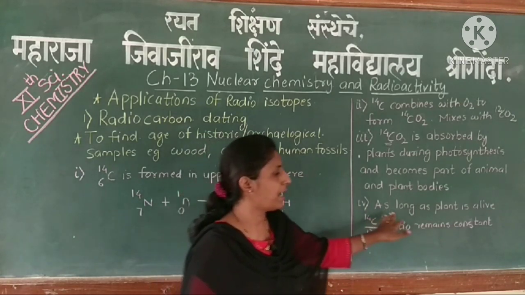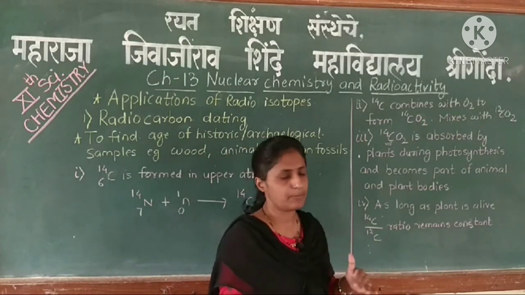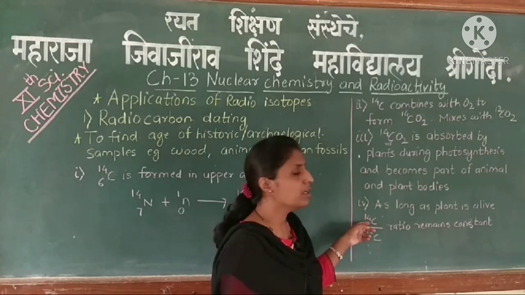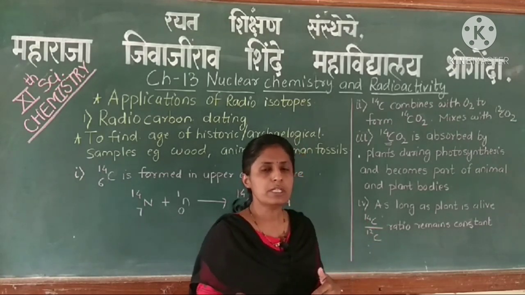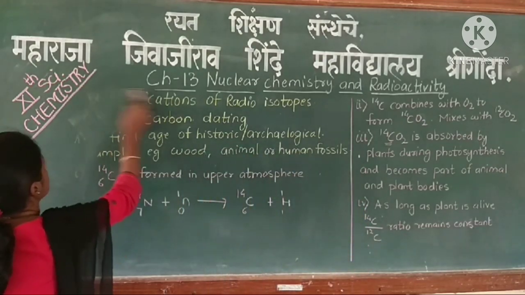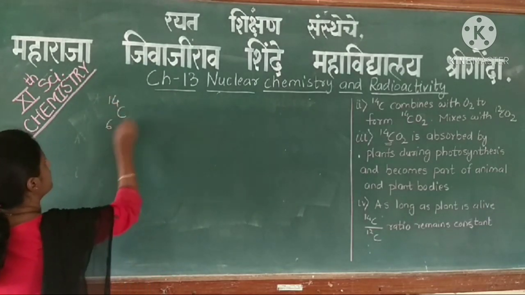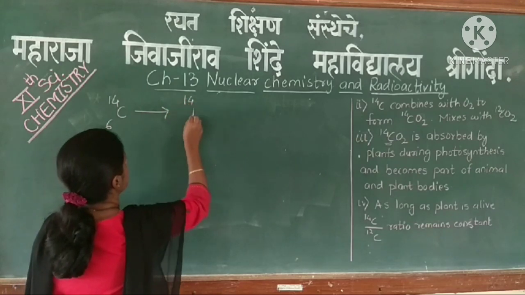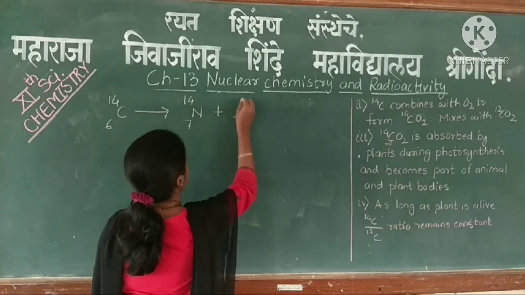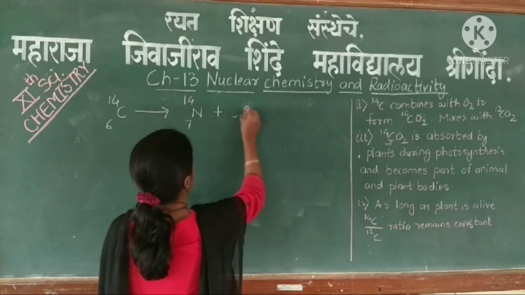But as soon as that plant dies or that tree dies, what happens? This ratio begins to decrease. Why? Because your carbon-14 starts to decrease. So let's see what happens. Now this carbon-14 decays, giving out nitrogen and an electron.